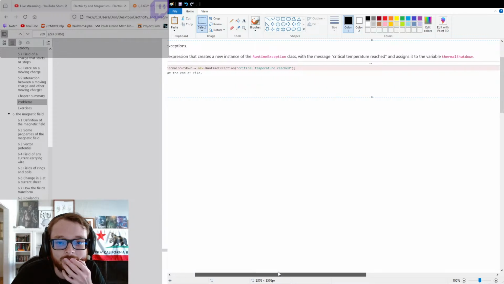Originally creates a new runtime exception class. Control temperature reach assigned as a variable thermal shutdown.